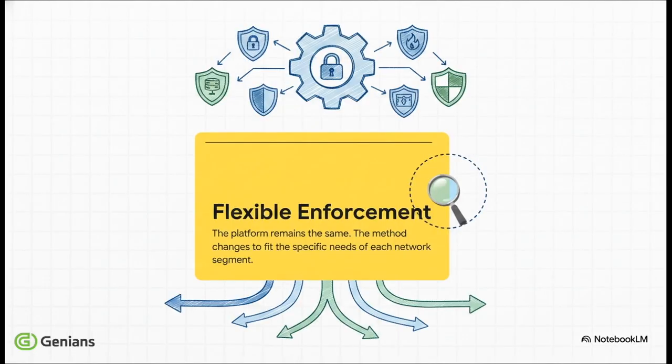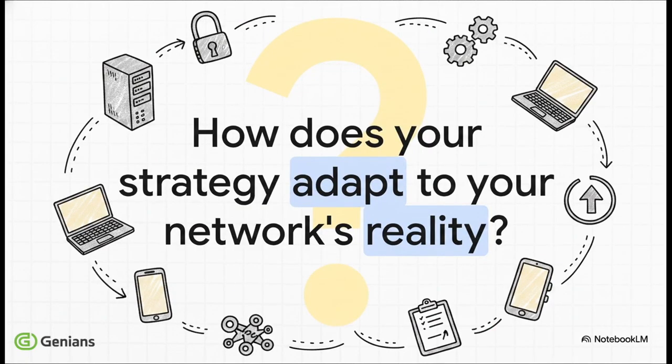And that is the key takeaway. A single, unified platform can apply different enforcement methods exactly where they're needed. The method changes to fit the specific needs of each network segment, but the underlying platform stays consistent. This brings us to a final question, something for you to think about. When you look at your own environment, how well does your current enforcement strategy really adapt to the actual mix of devices, constraints, and compliance requirements that exist on your network today?